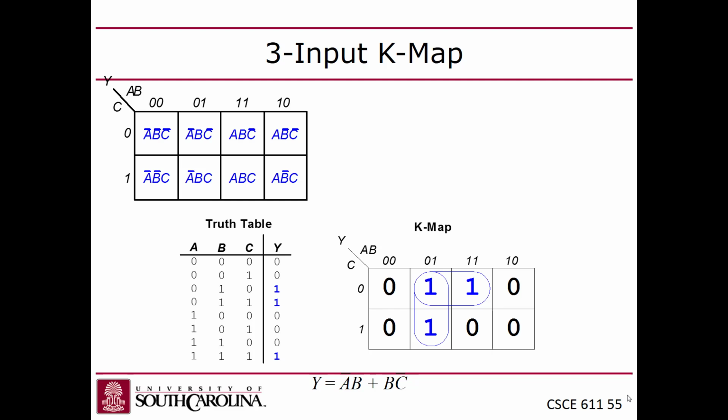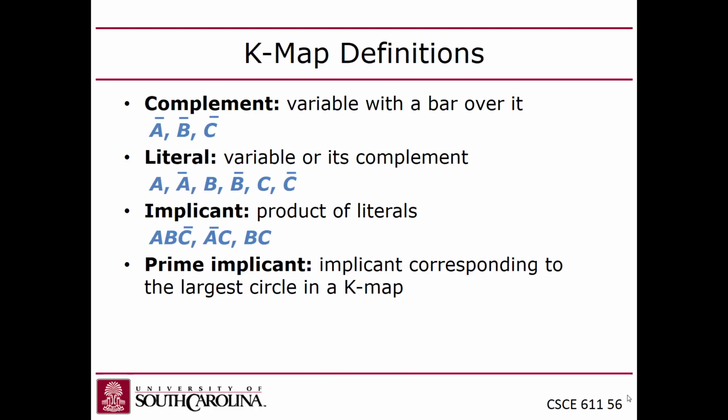As a result, in this case, I'm doing A and B or B and not C. But in either case, both of these are covering this midterm 0, 1, 0. It's not that important. Okay, all right. So we got these: complement, literal. This is the same thing I presented at the beginning of the lecture. Implicate, just a product of literals.